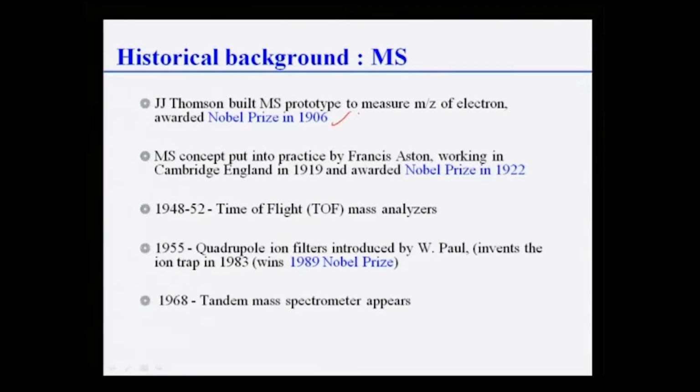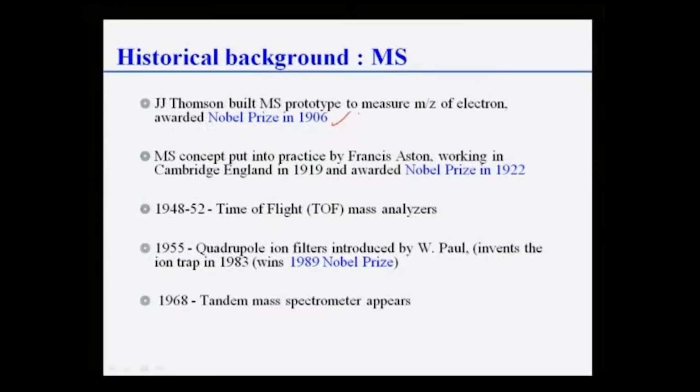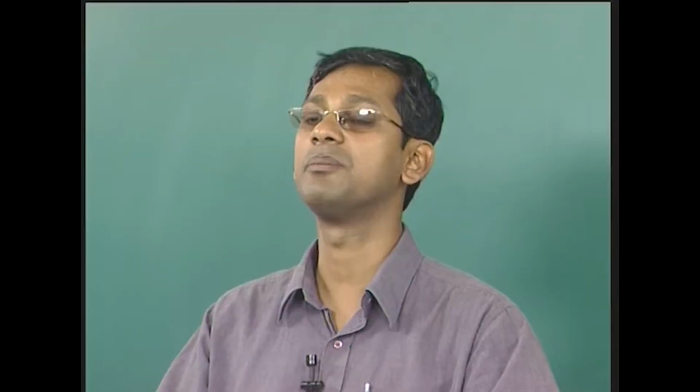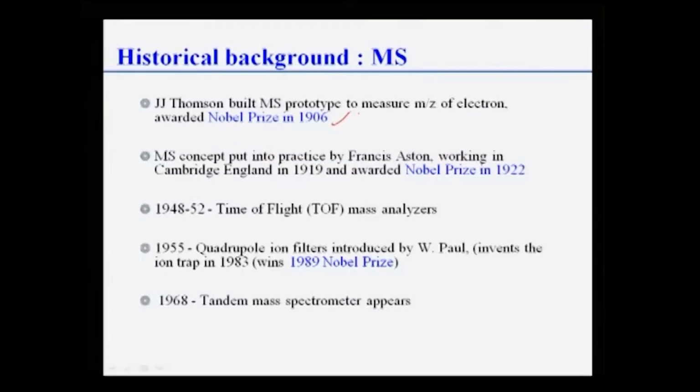But basically the first concept of mass spectroscopy came into practice by a gentleman known as Francis Aston, who was working in Cambridge in England, and the first principle or concept of mass spectroscopy was put into practice by him, and he was also awarded the Nobel Prize in the year 1922. Then it saw a huge effort to make mass spectroscopy popular.